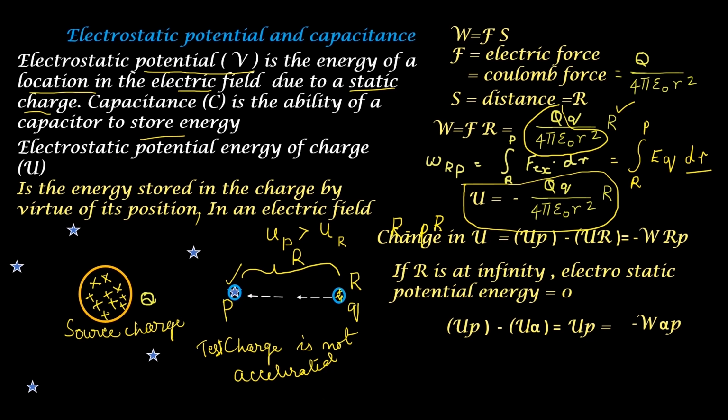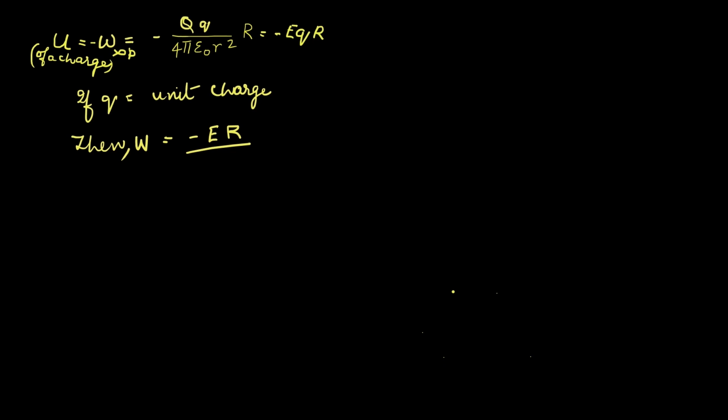Now that we have understood the term electrostatic potential energy of a charge, we will proceed to understand the electrostatic potential of a location. So we have the expression for electrostatic potential energy U of a charge is equal to negative work done from infinity to P, is equal to negative capital Q small q divided by 4 pi epsilon naught R square capital R, equal to negative electric field E into q into R. Small q is the test charge of a certain magnitude.